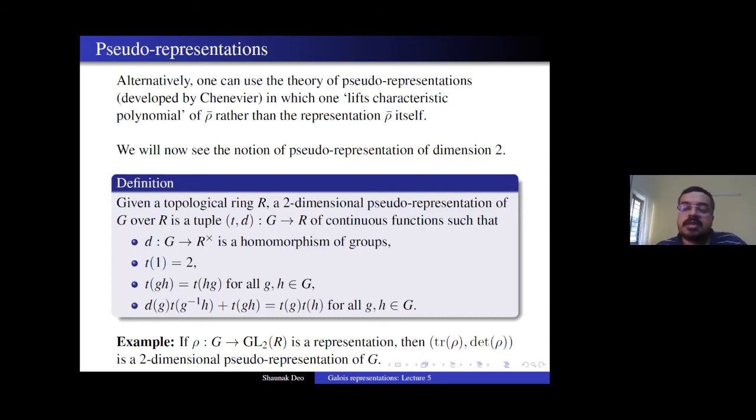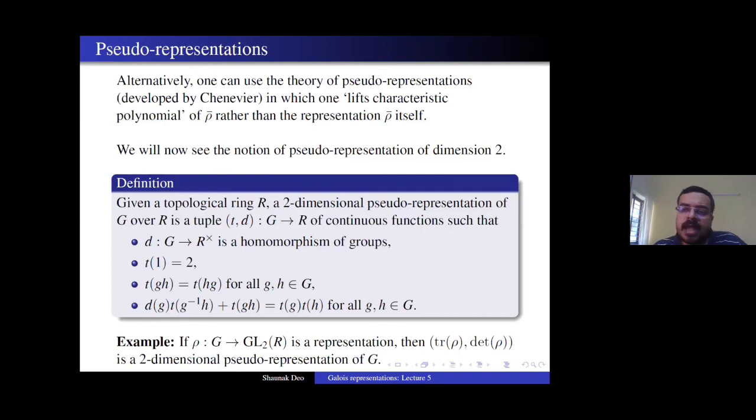They are not really trace and determinant of an actual representation, but they behave like that. These properties should remind you of determinant: D is a homomorphism. And these two properties are the obvious properties of trace of a representation: T of 1 is 2, and T of GH is T of HG. This third one is a bit tricky and that's crucial, and it is easy to verify. You can just write 2 by 2 matrices and you'll see this property.